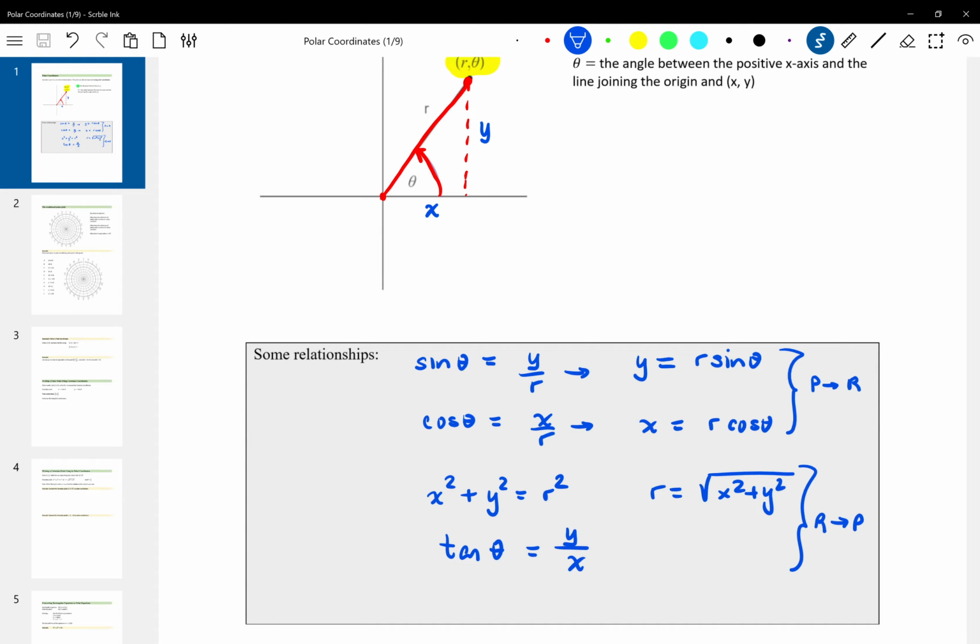So those are all the relationships right there. If I wanted to tell you which ones you need to memorize, I would say this one, this one, this one, this one, and this one.